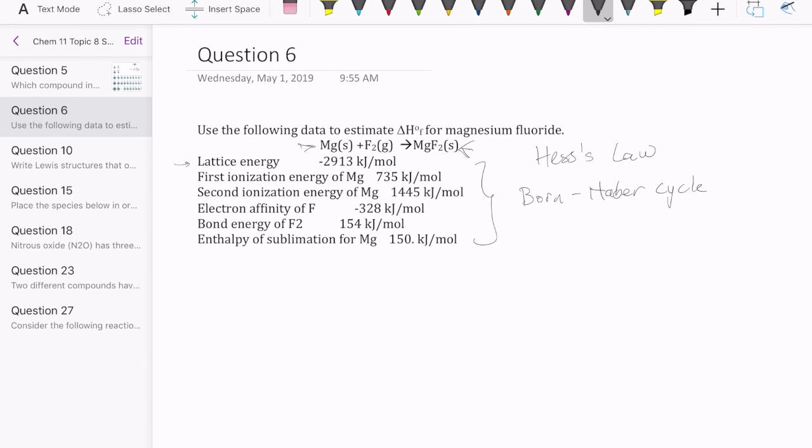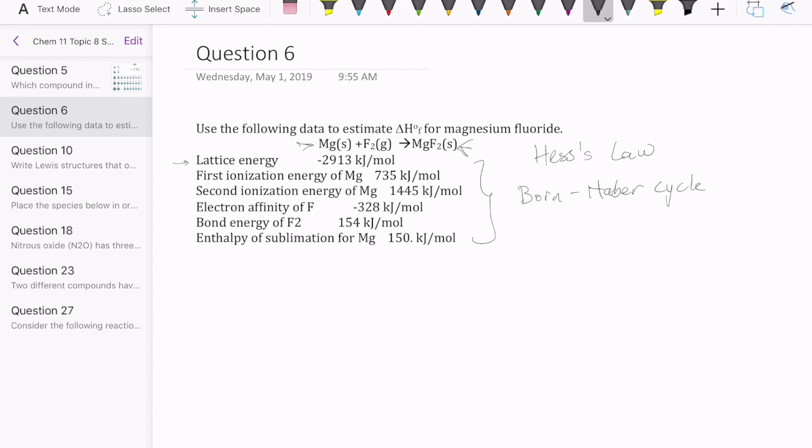So the first one is the lattice energy. You remember that the lattice energy reaction corresponds to the following. It's a reaction between a cation and an anion in the gas phase forming its ionic compound in the solid state. Since our ionic compound is magnesium fluoride, our two ions are magnesium 2 plus in the gas phase, plus two fluoride ions also in the gas phase, forming magnesium fluoride in the solid phase.